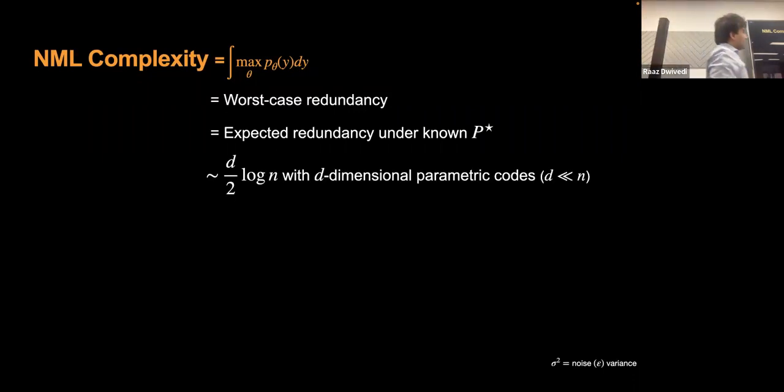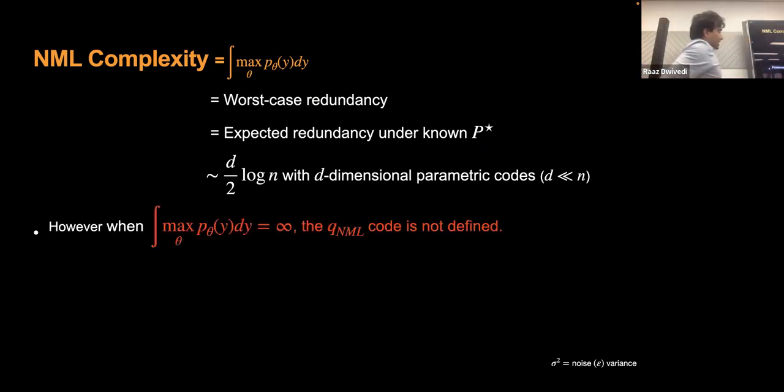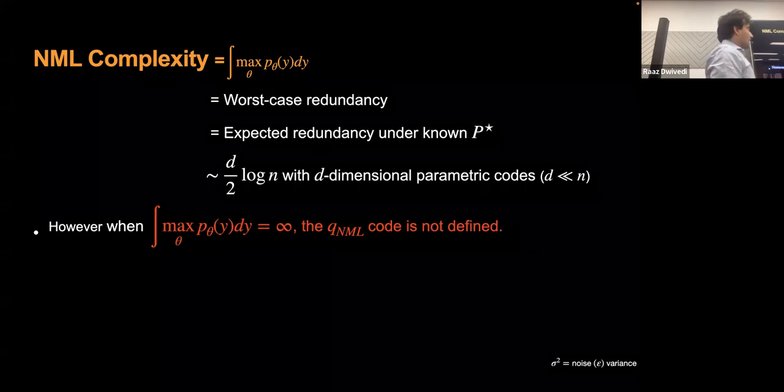And it was shown that when you have d-dimensional parametric codes, then in the underparameterized regime, this again simplifies to d over 2 log n. So you recover again the parameter count as the complexity measure. But there are challenges with this complexity, and this is what the rest of the talk tries to deal with and find some solutions. Whether you like the solution or not is up for debate, but we'll propose something.